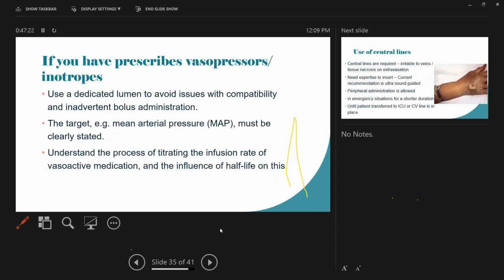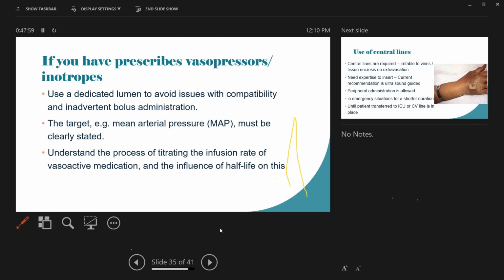And then you have to use a dedicated lumen, and you have to tell the nurses what the targets are. You can't just start an inotrope and then next hour the blood pressure is 200 over 120, because you haven't advised the nurses what to do. They will continue on the same infusion. So they need to know how to come down on infusions. We just have to give them a target, either a mean arterial blood pressure or your systolic blood pressure, so they can adjust their infusions.